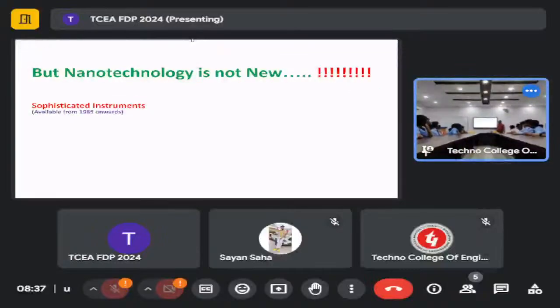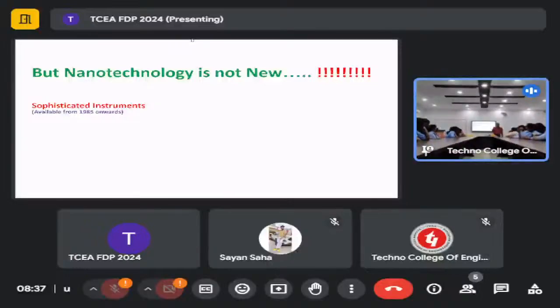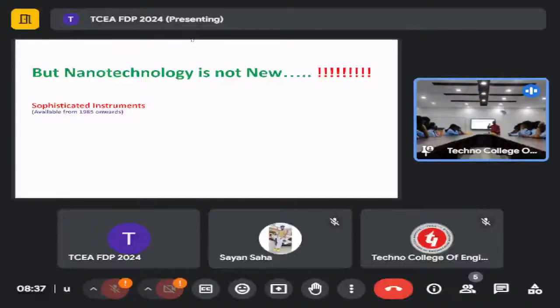Okay, for your interest, I want to show you a few slides. You may think nanotechnology is a very new technology, and of course it is new, because nanotechnology started its journey around 1990. So far as the application is concerned, it started when Sachin Tendulkar started his career, right?